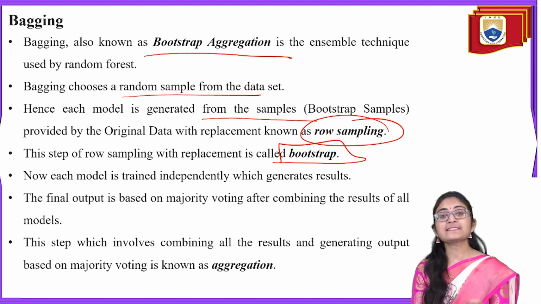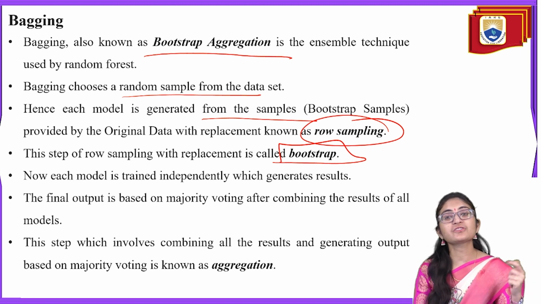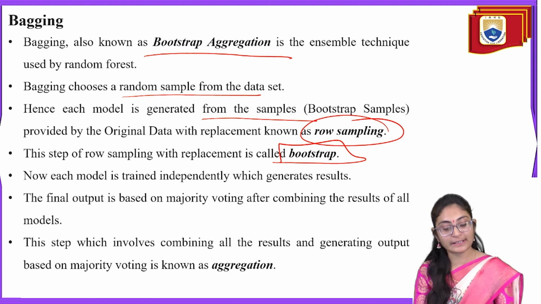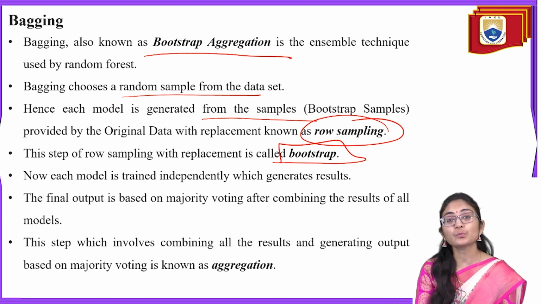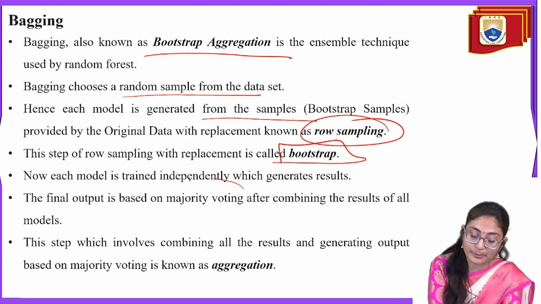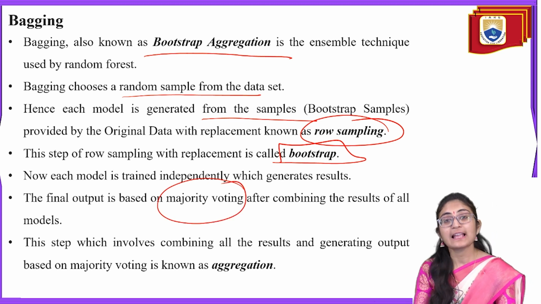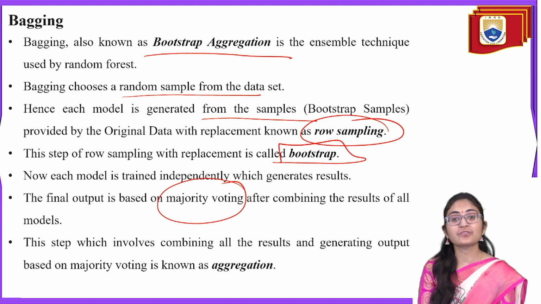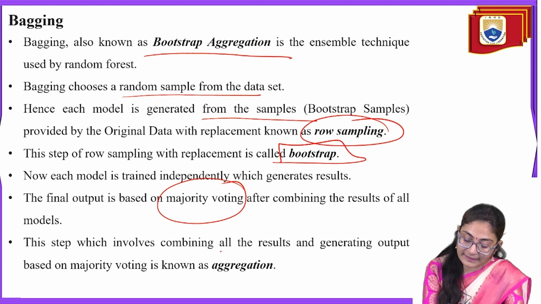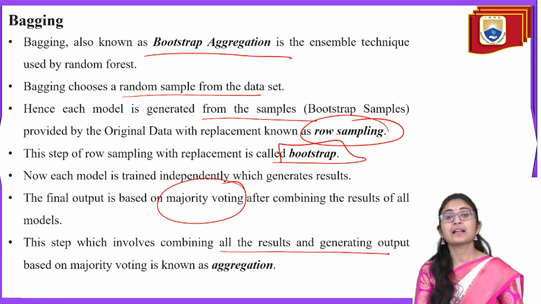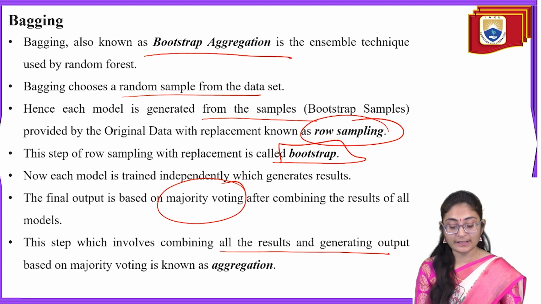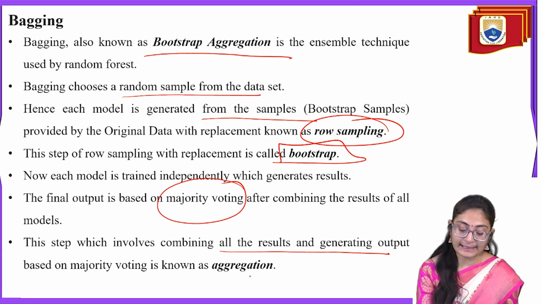Now each model is trained independently, which generates the results also independently, and the final output is based on majority voting after combining the results of all models. And this step, which involves combining all the results and generating the output based on majority voting, is known as aggregation.